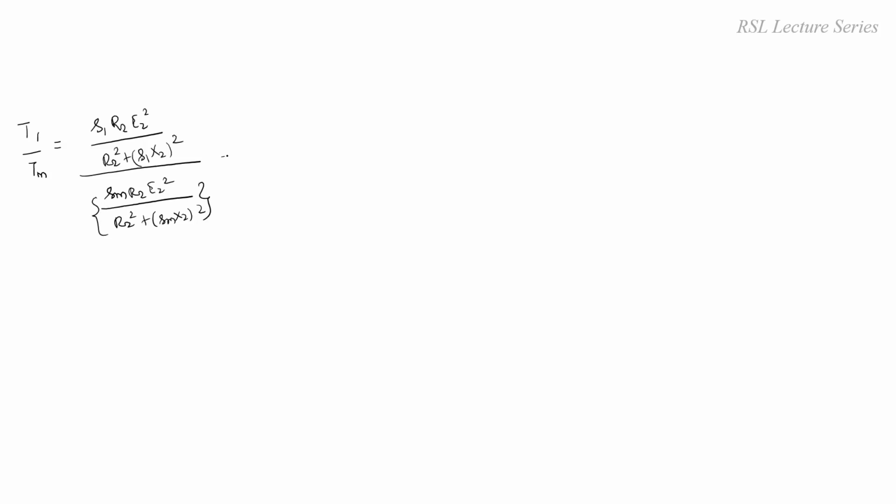Okay. So now we can keep the numerator as such, S1 R2 E2 square divided by R2 square plus (S1 X2) whole square, and this term can be multiplied by the reciprocal. If we multiply with the reciprocal, then we'll get R2 square plus (Sm X2) whole square divided by Sm into R2 into E2 square. Okay. So this R2 and E2 square terms will get cancelled. In the remaining terms we have S1 into (R2 square plus (Sm X2) whole square) divided by Sm into (R2 square plus (S1 X2) whole square).